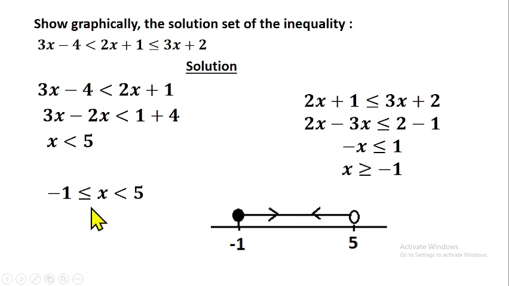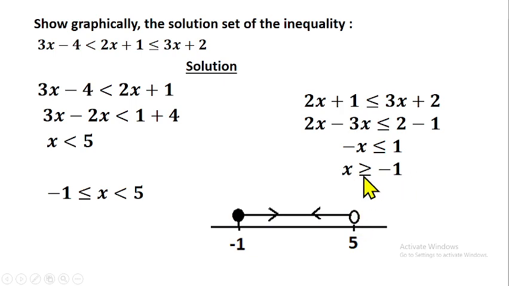So I've been able to combine this into a single inequality. And you have to show it graphically, so draw a number line. Minus 1 will be here, then 5 will be here. This is a weak inequality, that means this will be shaded, and this is strict, so this will not be shaded.